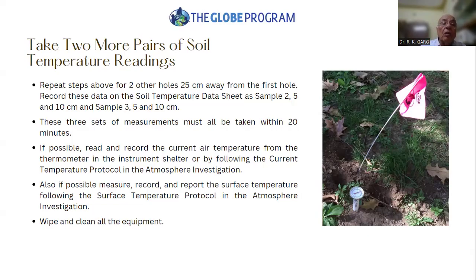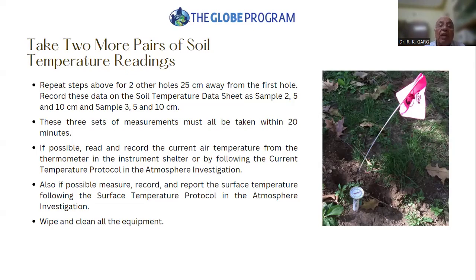Also, possibly 3 sets of the measurements should be taken within a 20 minute period. If possible, read and record the current air temperature from the simple thermometer, or in the instrument shelter. This will tell us the difference between the current temperature of the air and the temperature of the soil at 10 centimeter and at 5 centimeter. Also, if possible, measure, record, and report surface temperature of the soil.